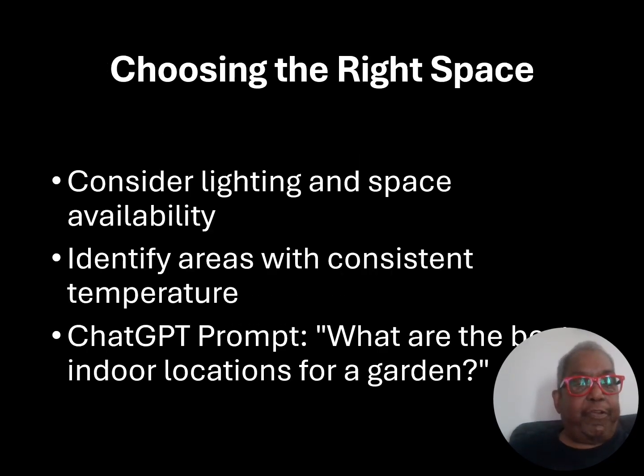First thing you want to do is look for the right space. Consider lighting and space availability. I have my indoor garden on a windowsill. Identify areas with consistent temperatures. They're on the windowsill because that is a consistent temperature, underneath a heater. So in the summertime, they get sun, and in the wintertime, they get heat. And here's a prompt: Where is the best indoor location for my garden?